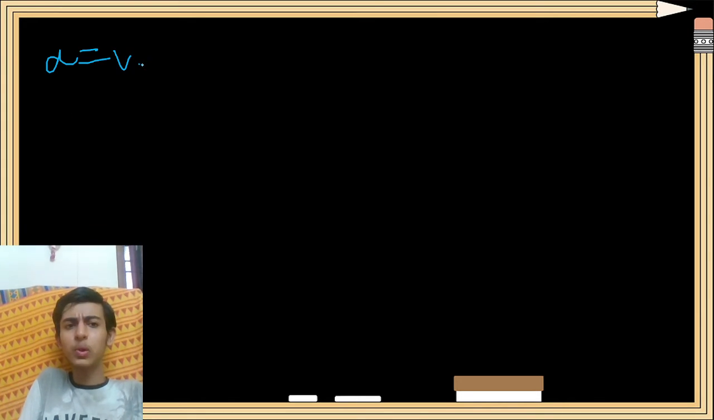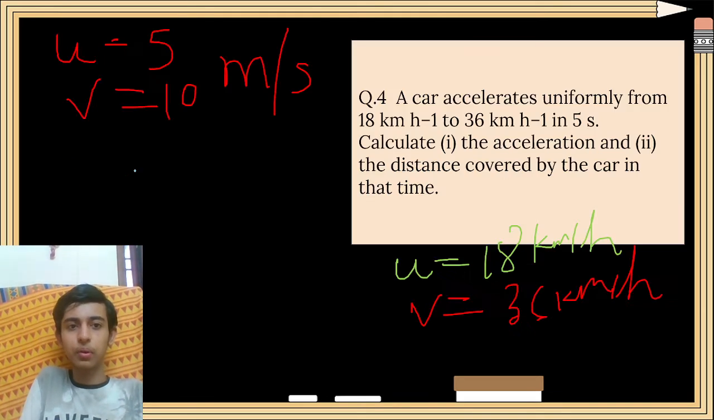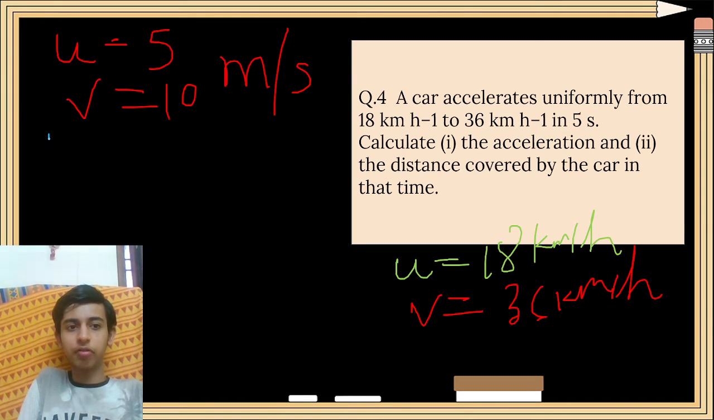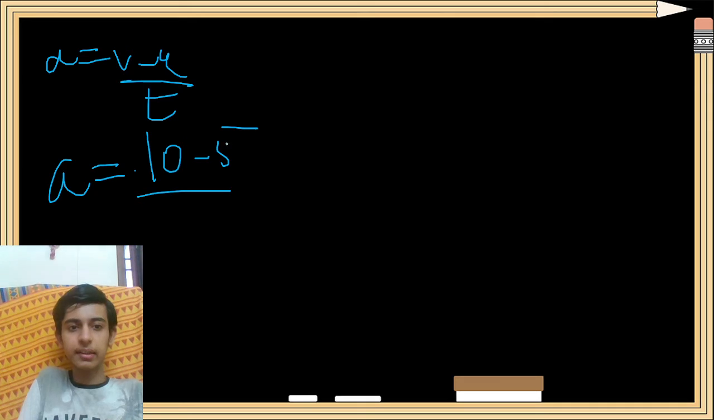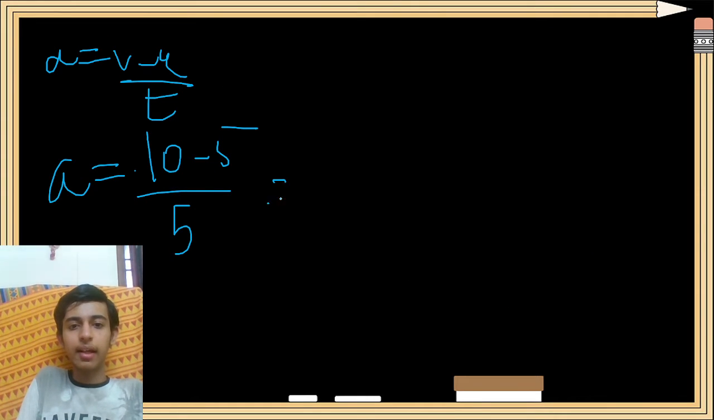For calculating the acceleration, you will have to apply the formula. Acceleration is equal to v minus u upon t. So acceleration will be equal to 10 minus 5 upon 5, since time is given to you as 5 seconds. Correct?